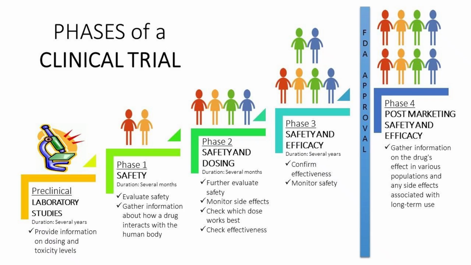Phase 2 expands the trial to people who actually have the condition, helping determine the best dose and continuing to monitor for side effects. In Phase 3, trials become large scale and include hundreds or even thousands of people. This phase compares the new drug to standard treatments and also provides the data needed for regulatory approval.